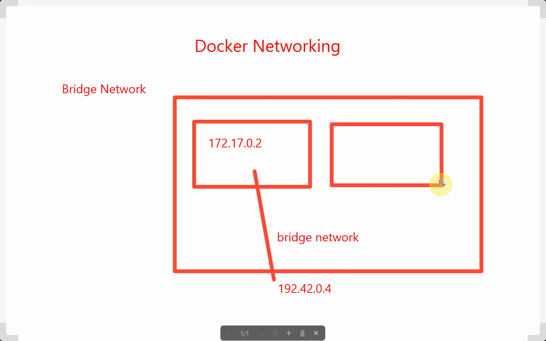And if you create one more container called C2, it will have a different IP address, but it will have the same CIDR range as the previous container. And it will also be created in the bridge network only. And the communication between these two containers will happen via the bridge network only. So bridge is the default network.